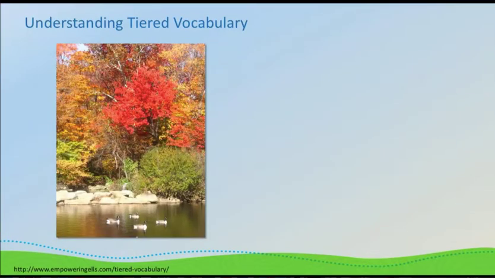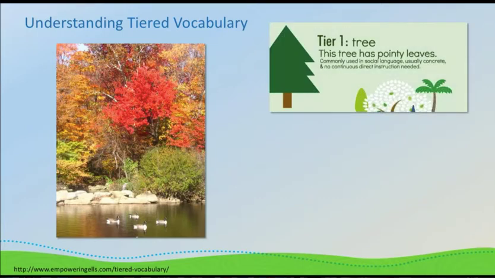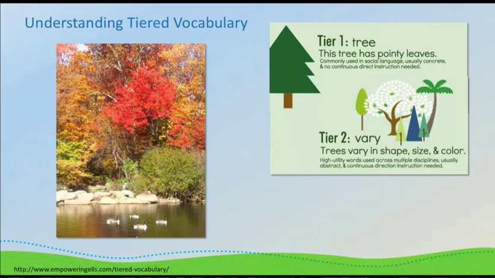So let's look at an example of tiered vocabulary. If you happen to be teaching about or talking about the autumn leaves, for example, or the trees in autumn, that tier 1 word would be tree. That's a word that most students are familiar with. The tier 2 word might be something like vary. If you wanted to say that trees vary in shape, size, and color, vary might be a word that you would have to explicitly teach your students.